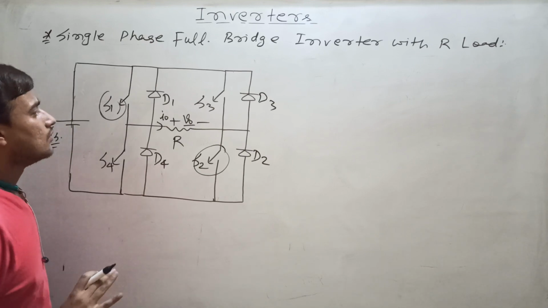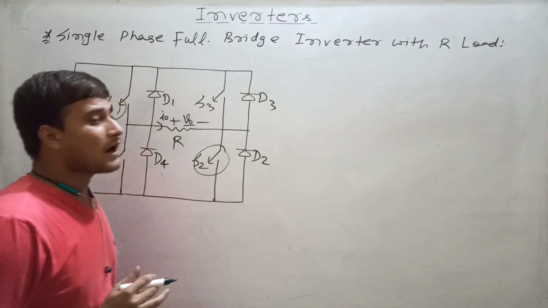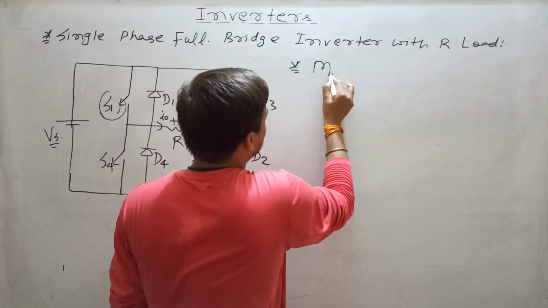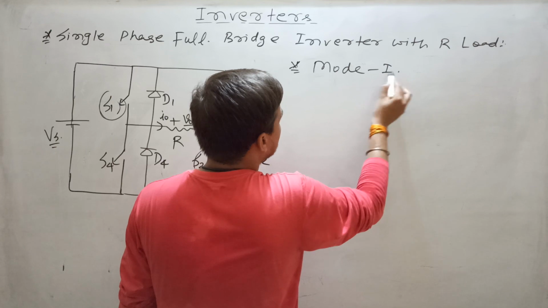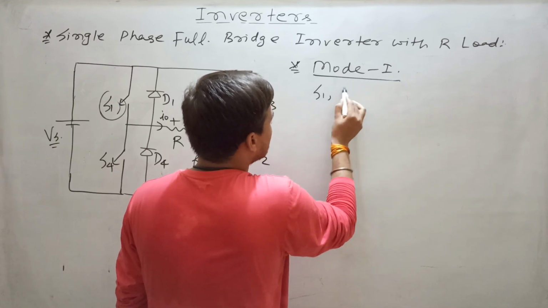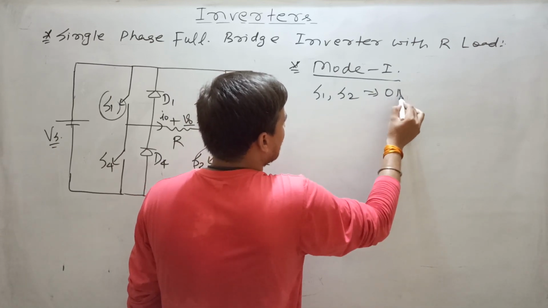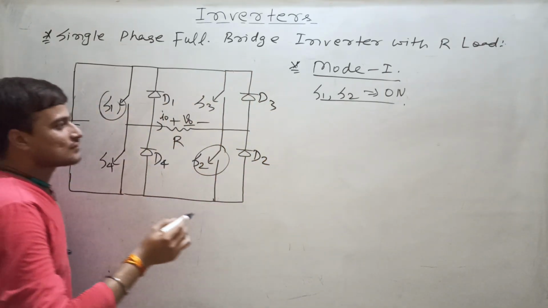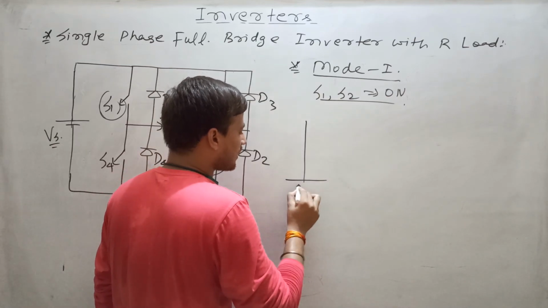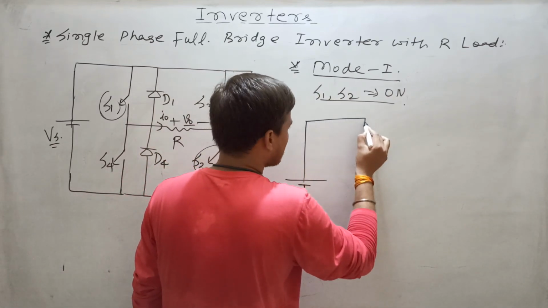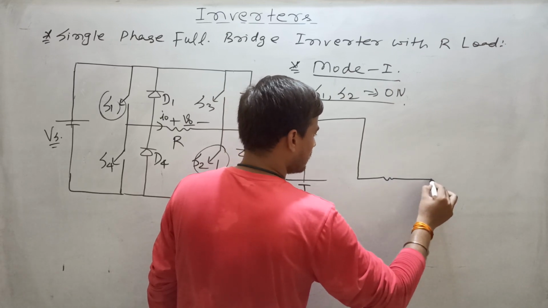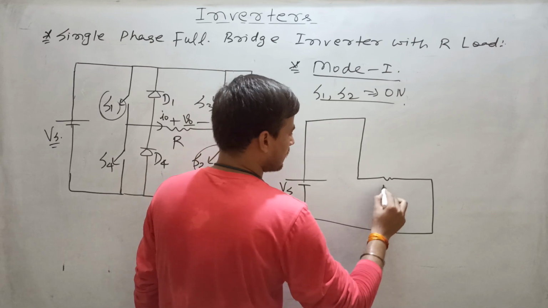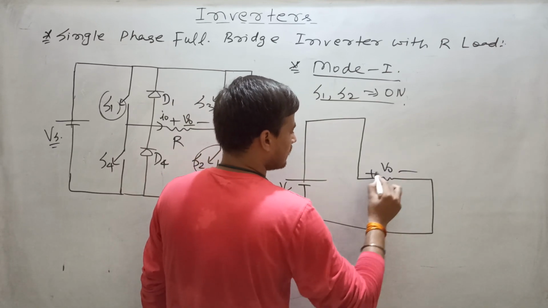Clear? So now you have to write the working. How to write the working? Mode 1. You have 2 modes. In the first mode, S1 and S2 are on. So see the circuit. When S1 and S2 are on, you will have the circuit like this. This is S1 load, S2 load. Clear? Vs, R, plus minus V0.